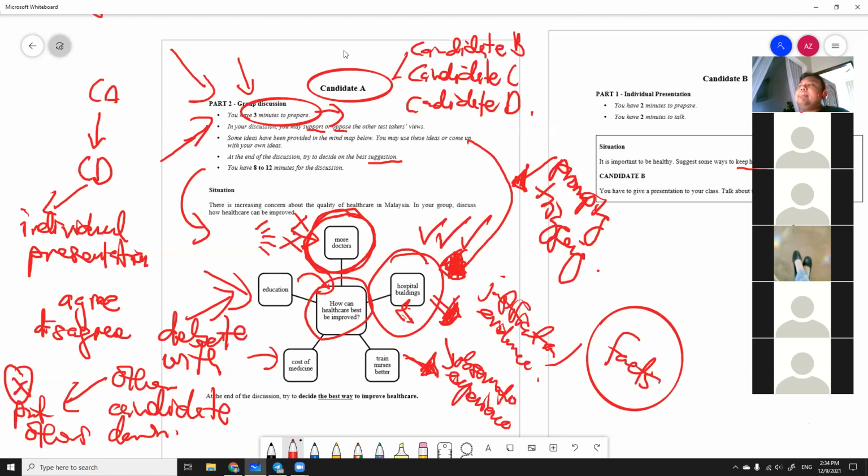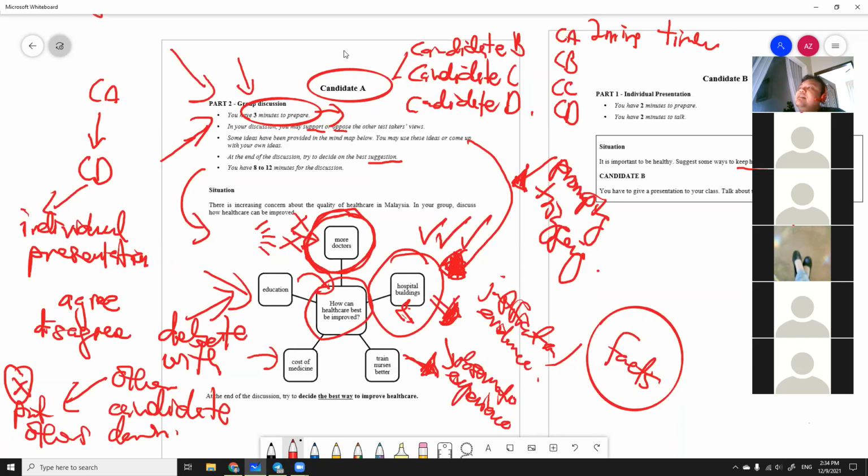Okay, so for part one, basically each candidate will be taking turns. Candidate A will talk first, followed by candidate B, followed by candidate C, followed by candidate D. Each of you will be given 2 minutes, maximum 2 minutes. You will see the examiners will have the timer with them so that they can time your presentation.